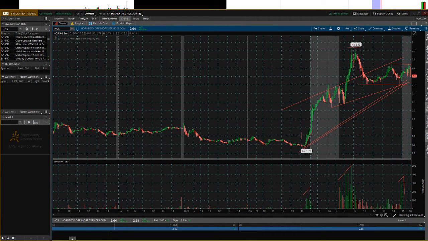Let's go ahead and look at a couple other plays that we have coming into the week. What I want to pull up, as you know, is ADMP, which was one of the huge runners after its halt with the FDA news this weekend.